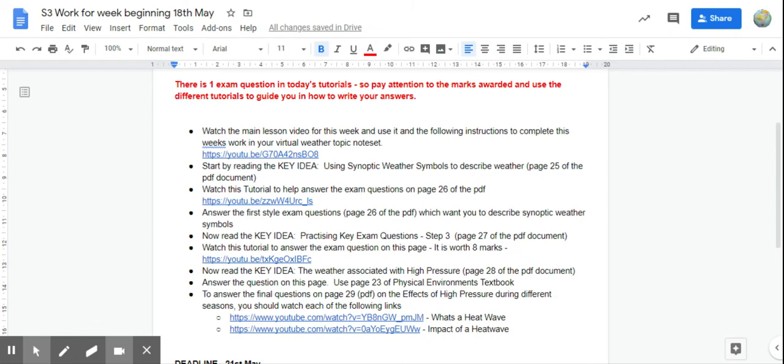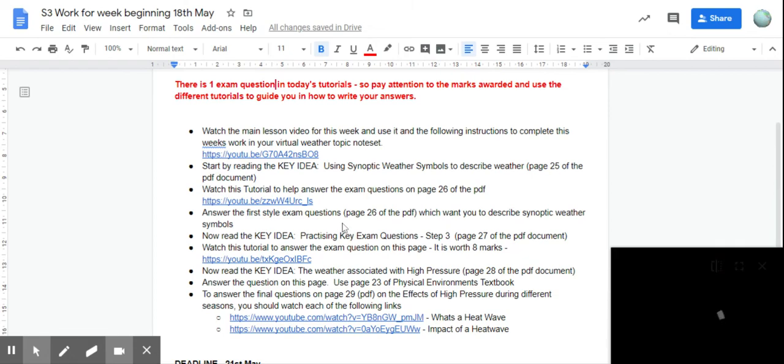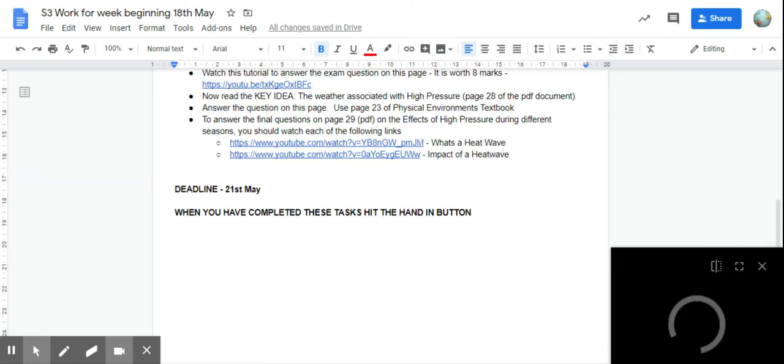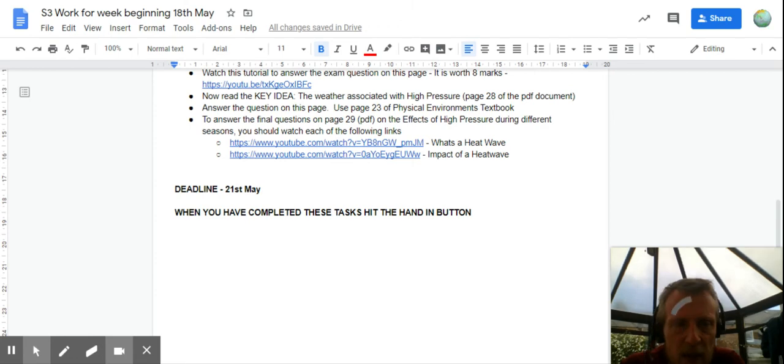The final bit for this week's lesson. I want you to have done that by the 1st of May. So you're looking at kind of 4 questions that make up this week's work. One relying on a textbook, a couple relying on you using tutorials of mine, and then this last one where you'll need to listen to my lesson as well as these 2 videos to help you explain how the weather in high pressure is different at different times of year.